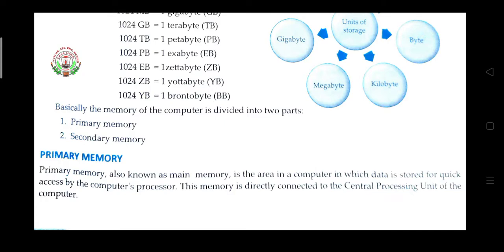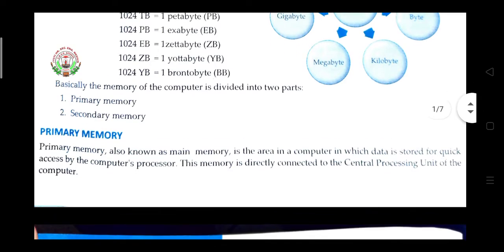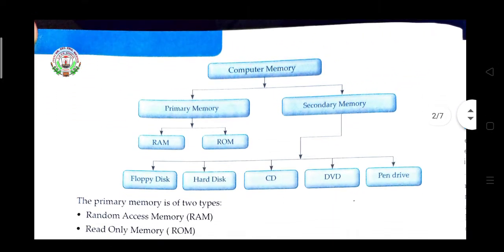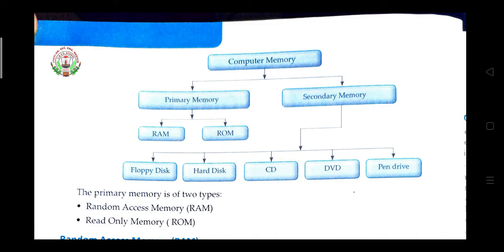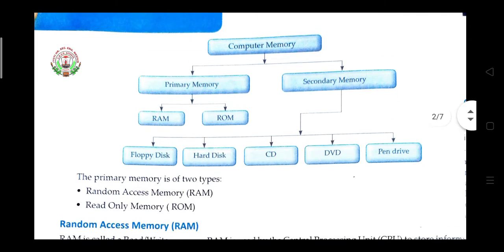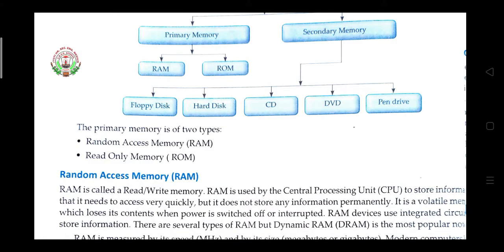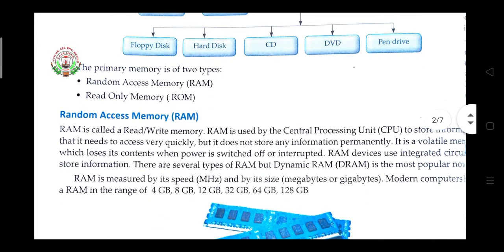Quick access means if you are giving any instruction to the computer with the help of an input device, then after you give the instructions, the computer will process the data. During that processing time, all the data is stored in primary memory. Then this is the chart of computer memory. See, primary memory has RAM and ROM, and secondary memory has floppy disk, hard disk, CD, DVD and pen drive. The primary memory is of two types, random access memory and read-only memory.